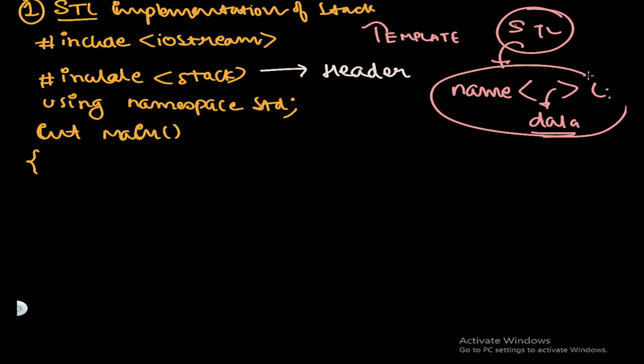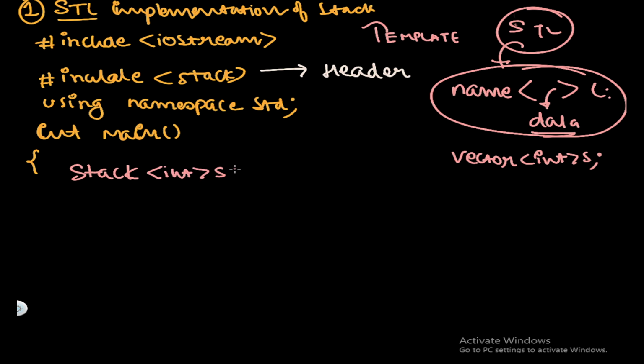This kind of thing you should remember for all. For example, if I want to initialize a vector, what will I do? vector<int> s. This is the code for vector. Similarly, I will use the same kind of thing for stack: stack<int> s. And here I go, I got a stack of size 0, an empty stack. By writing this statement, I am given an empty stack.